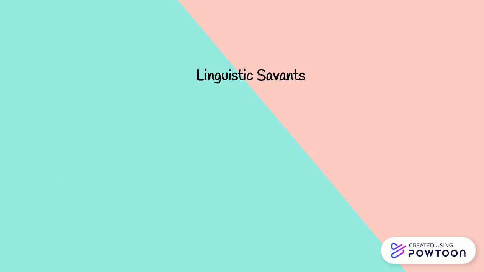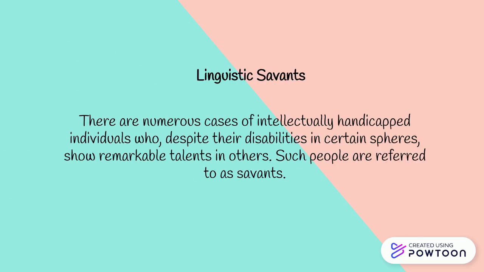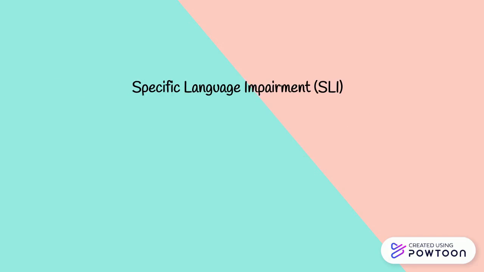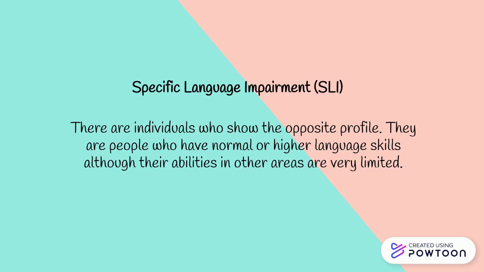Linguistic savants. There are numerous cases of intellectually handicapped individuals who, despite their disabilities in certain spheres, show remarkable talents in others. Such people are referred to as savants. Specific language impairment. There are individuals who show the opposite profile. They are people who have normal or higher language skills, although their abilities in other areas are very limited.